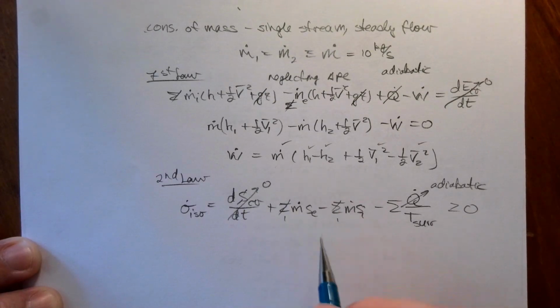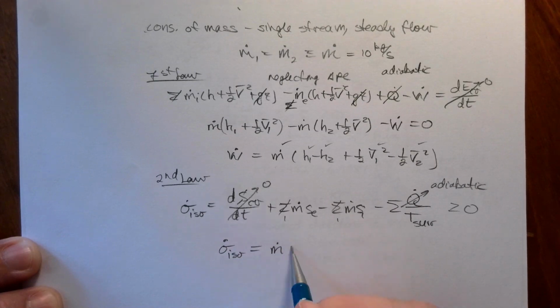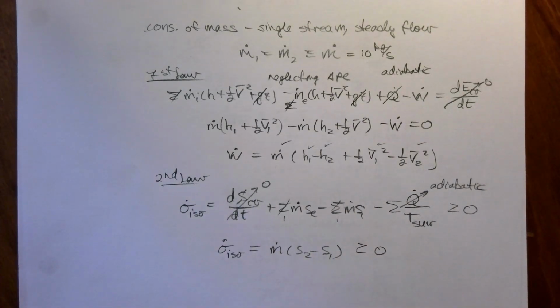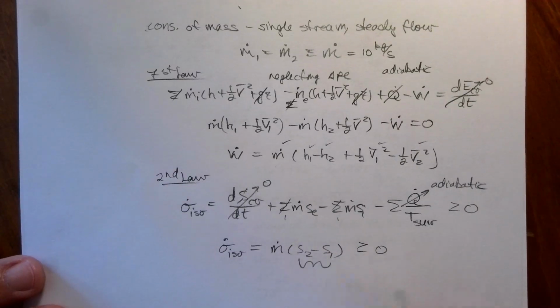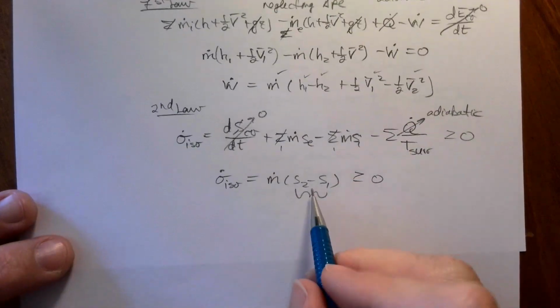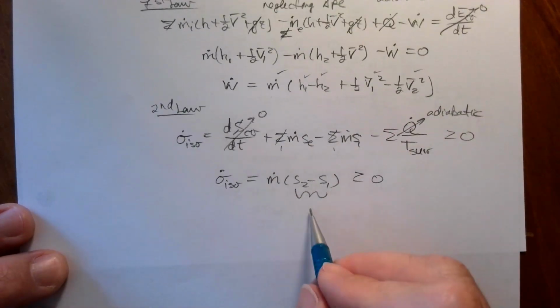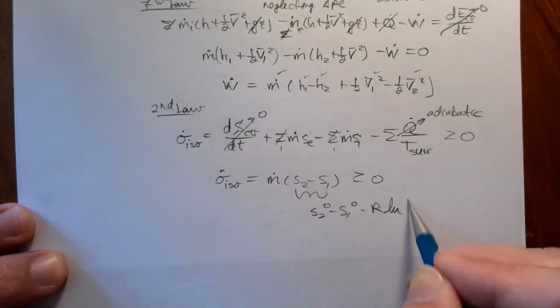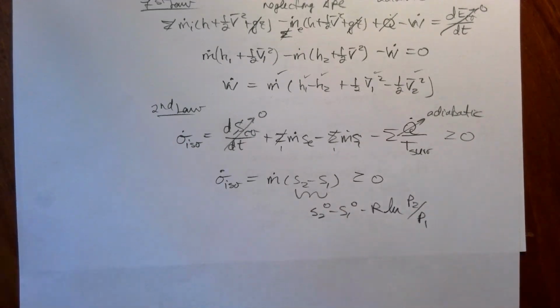One inlet, one exit, so it turns out sigma dot isolated is equal to m dot times (s2 minus s1). Alright, so that has to be greater than or equal to 0. Okay, so this is an ideal gas, right? So this is air, so we can't evaluate an s1 or s2 directly. We're going to evaluate s2 naught minus s1 naught minus R natural log of P2 over P1.